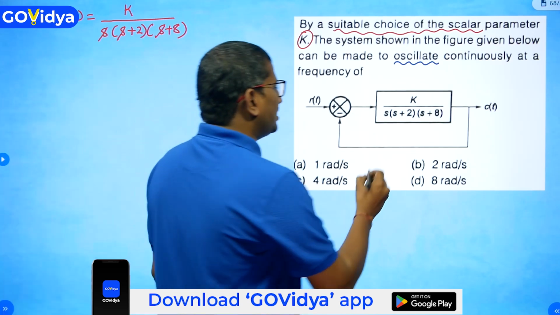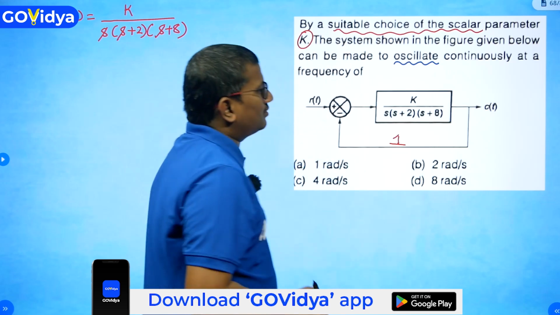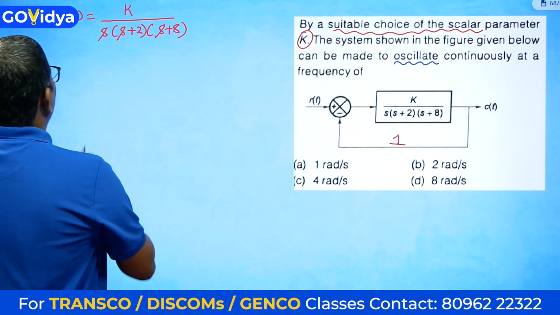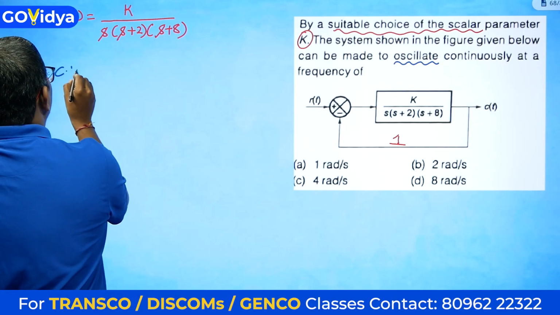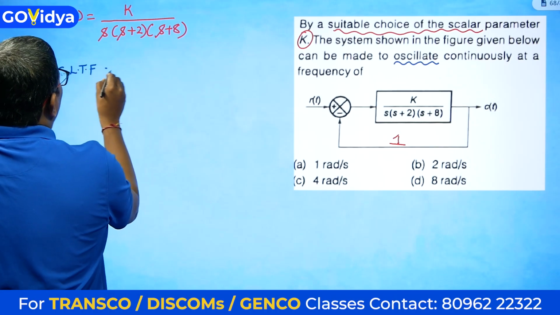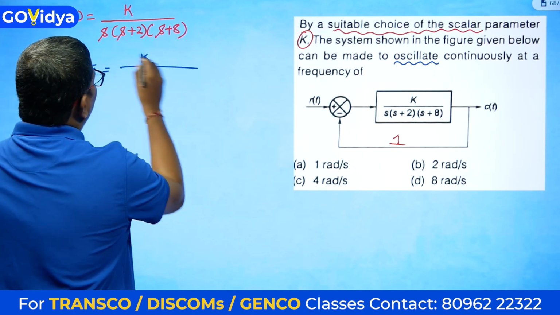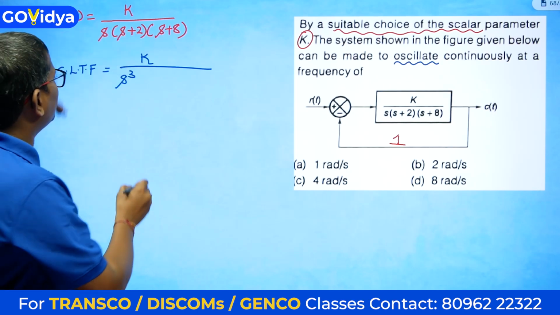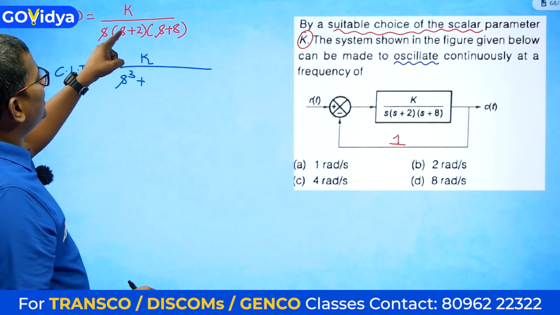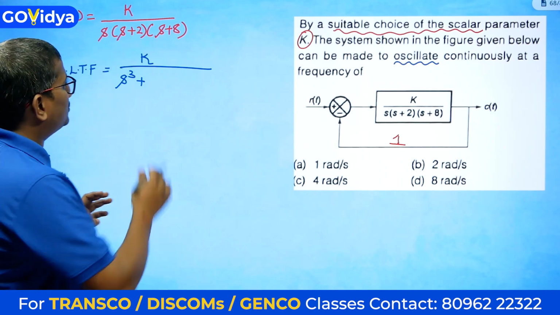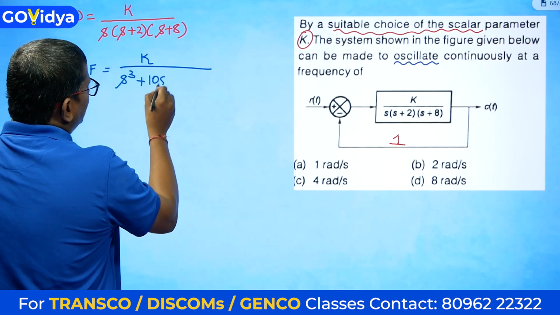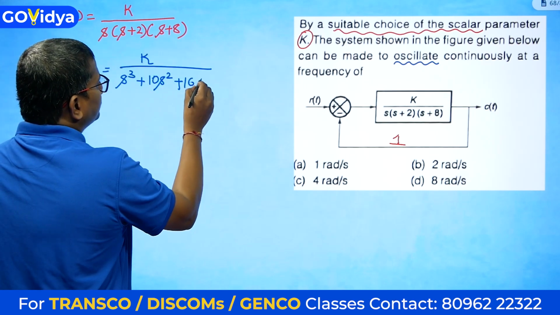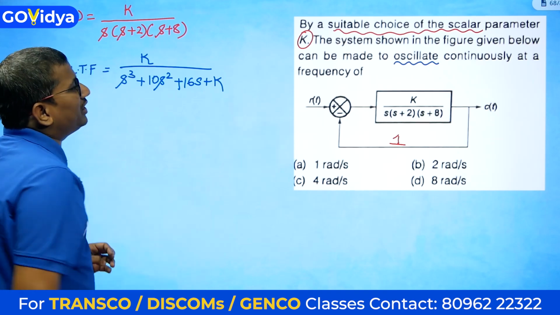They haven't mentioned anything about the feedback, so it is a unity feedback. What is the characteristic equation of it? The closed loop transfer function, CLTF, is k divided by s cubed plus 10s squared plus 16s plus k, because it is a negative unity feedback.